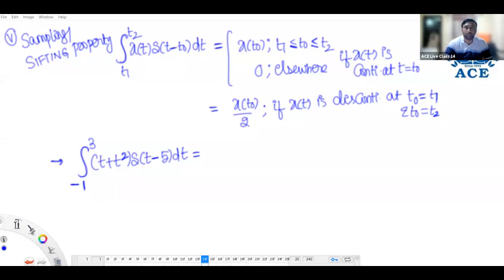Very good. First, we have to check the location of the impulse. Where does our impulse exist? At 5. Limits of integration are outside. So the result is what? 0. The impulse function is outside the limits. Answer is 0.